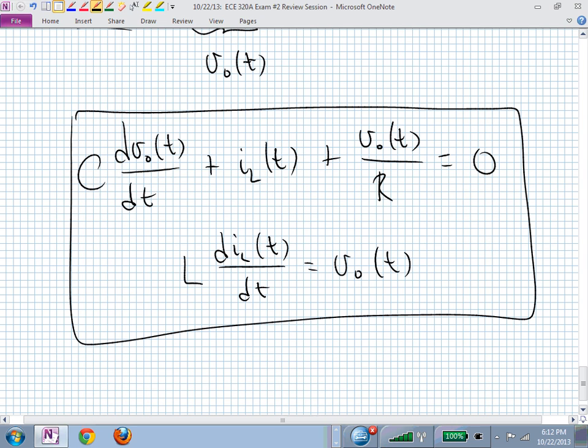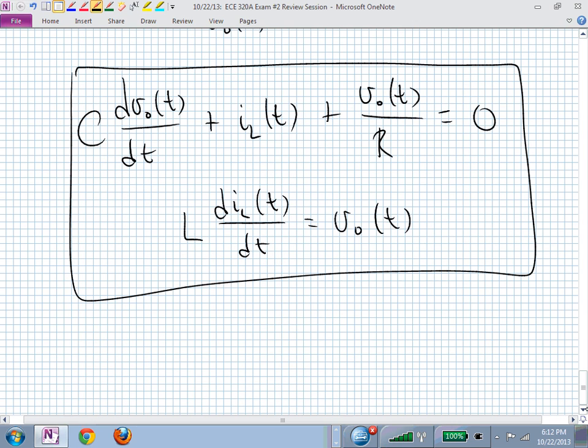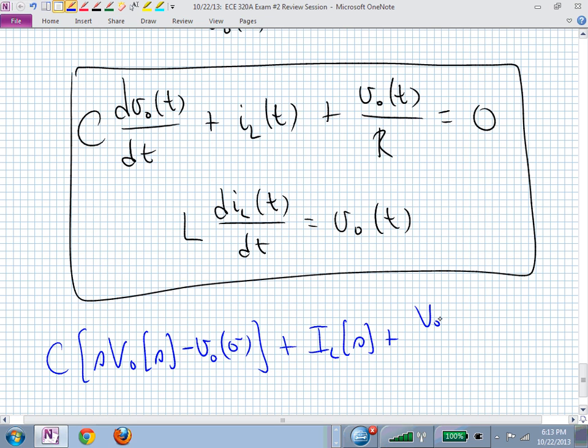Let's now Laplace transform these two equations. I have two equations. What happens when I Laplace transform the top one? C I don't need to worry about. That's a constant. It's s V sub 0 of s minus V sub 0 of 0, plus I sub L of s, plus V sub 0 of s over R is equal to 0.